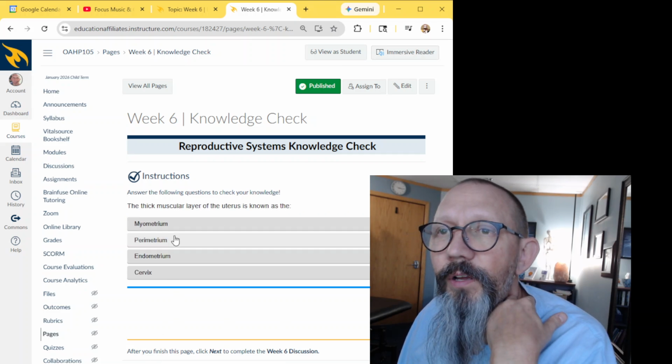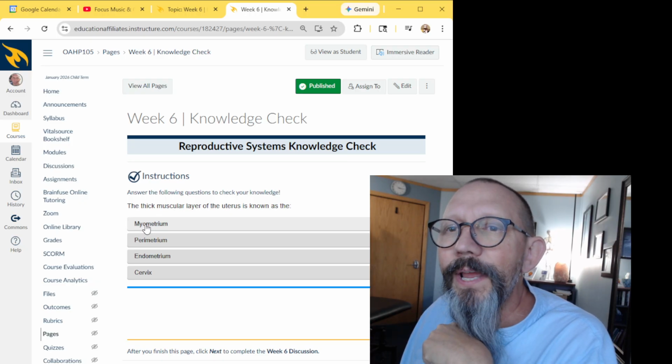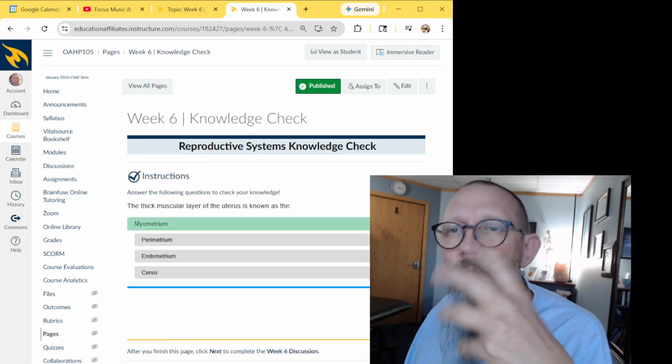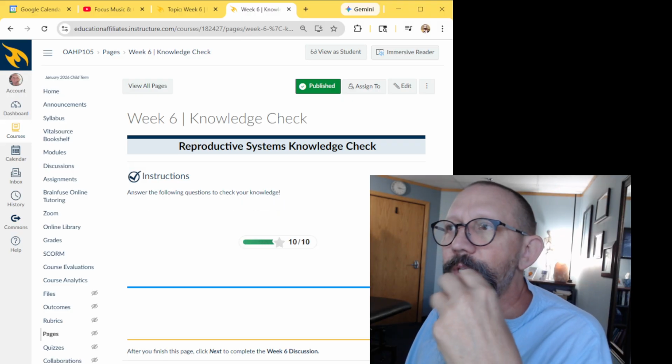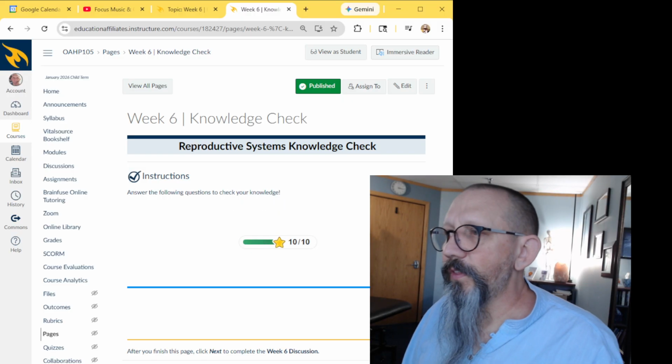Thick muscular layer. When you ever hear muscle, think of myometrium. Endo, inside, perimetrium, around. Cervix is actually the opening. Ten out of ten, there we go. That's it, all I wanted to do, 11 minutes for the speed run.